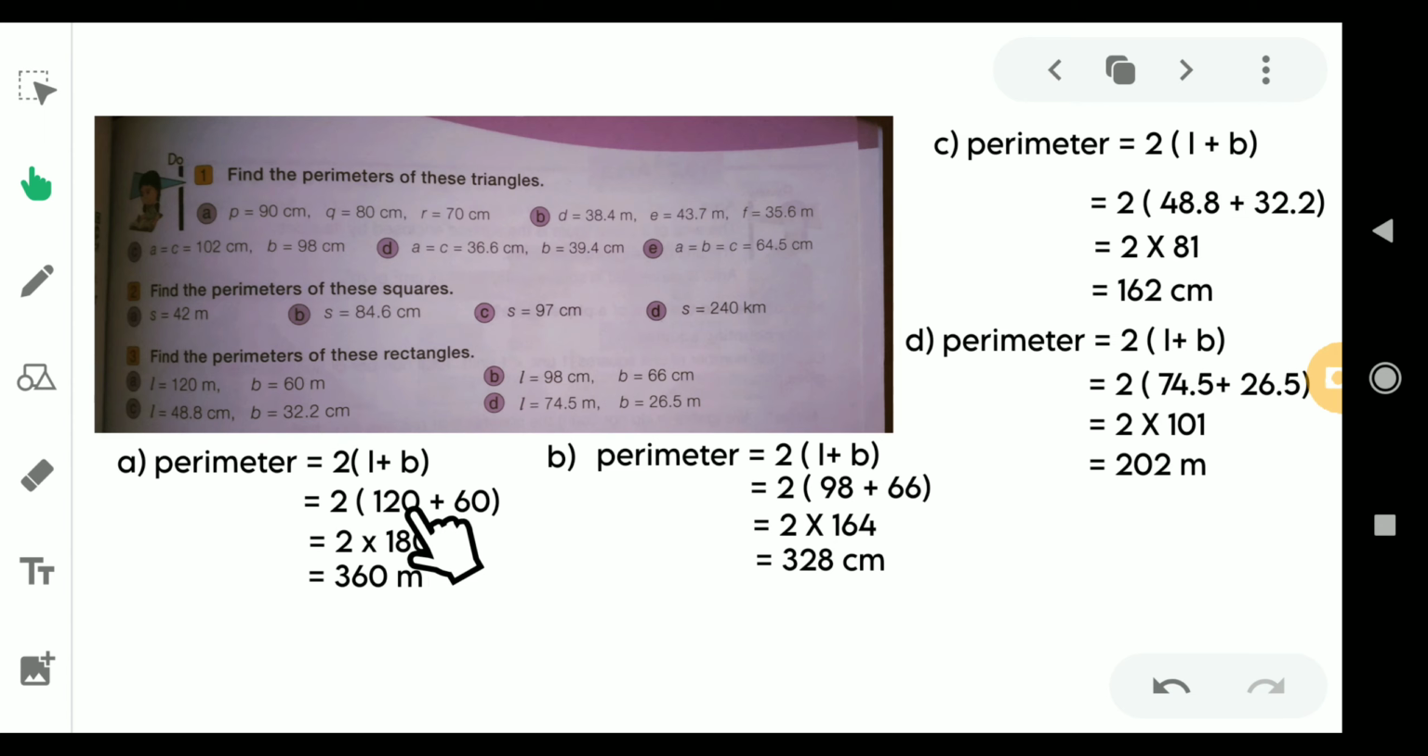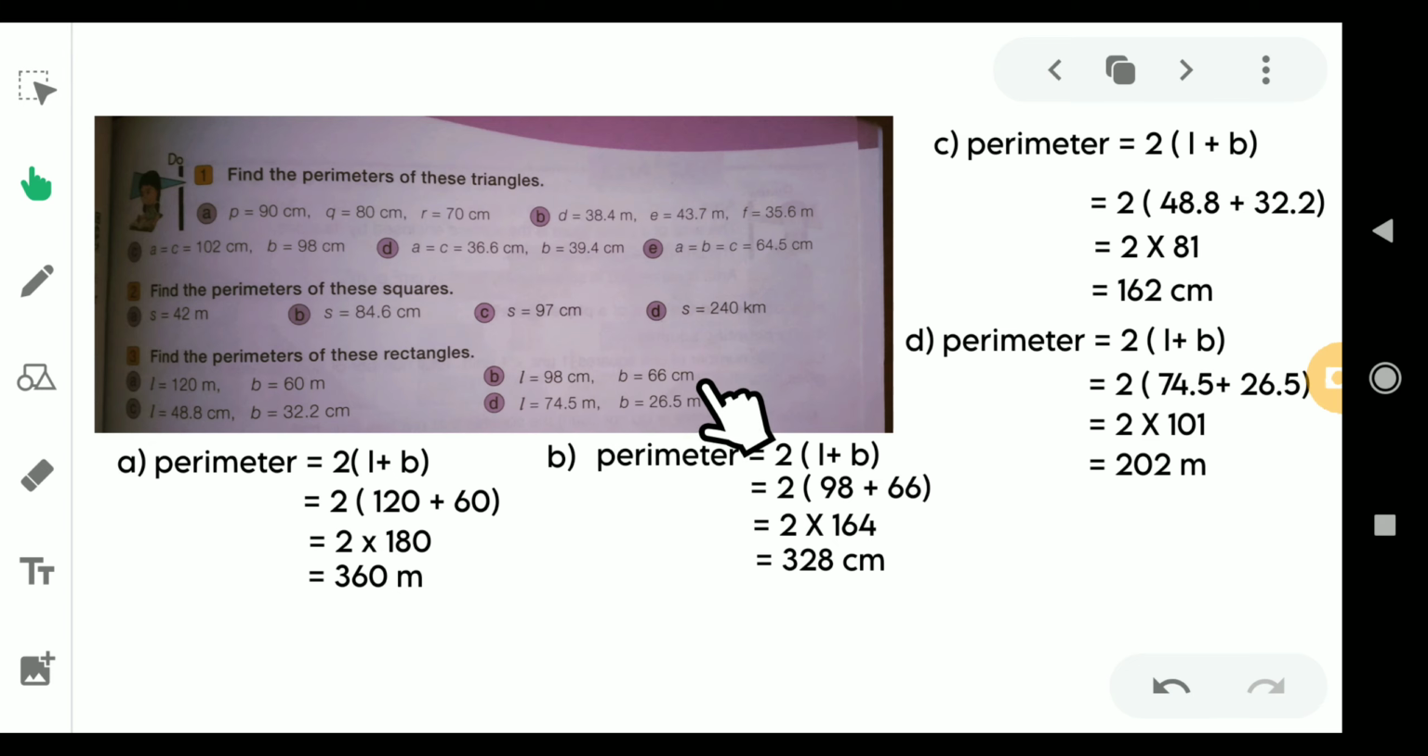When you add 120 and 60 first, it would give you 180. Here brackets are treated as a multiplication sign, so when you remove the bracket, it turns into a multiplication sign. Then 180 times 2 is 360 meter. So this is the perimeter of the first rectangle.